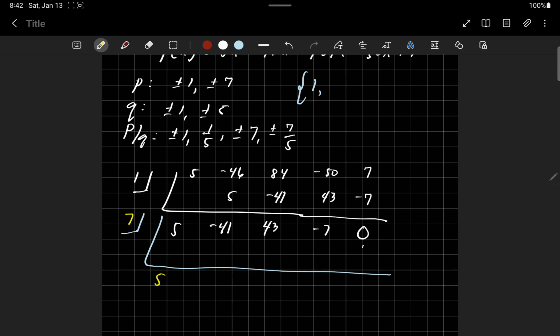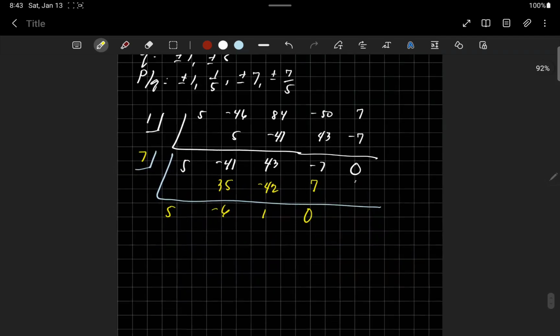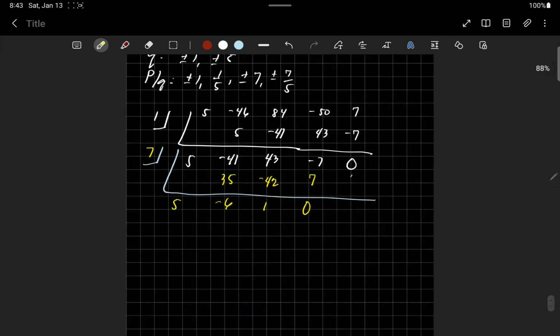Bring down 5. 5 times 7 is 35. Negative 41 plus 35 is negative 6. 7 times negative 6 is negative 42. 43 plus negative 42 is 1. 7 times 1 is 7. Negative 7 plus 7 is 0. Then, again, from here, we can write our depressed polynomial.